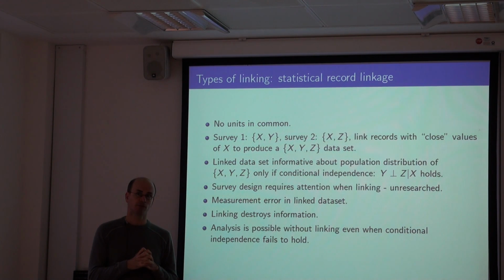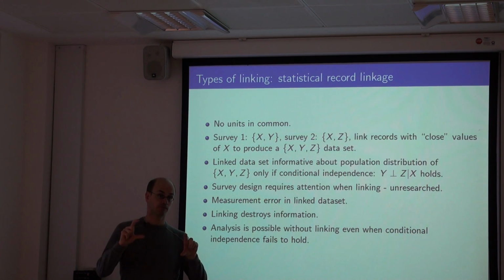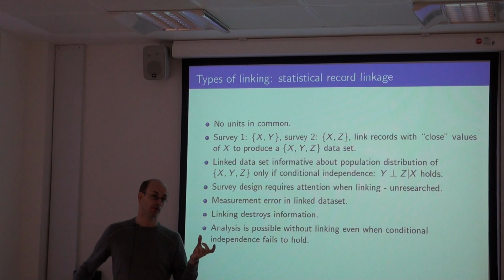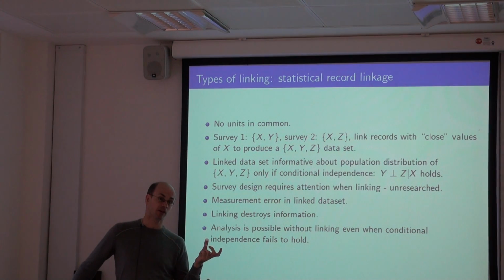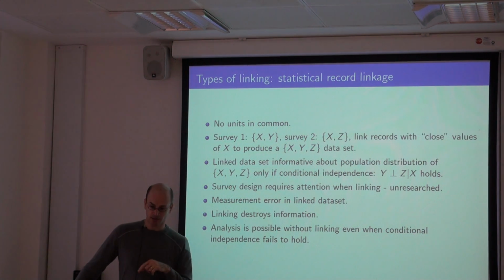So you might have a sample of houses with a lot of characteristics of the house and the value, and perhaps you know the statistical output area, but you don't know the precise address. I misspoke earlier. If you know the precise address, then you're not in the statistical record linkage case.